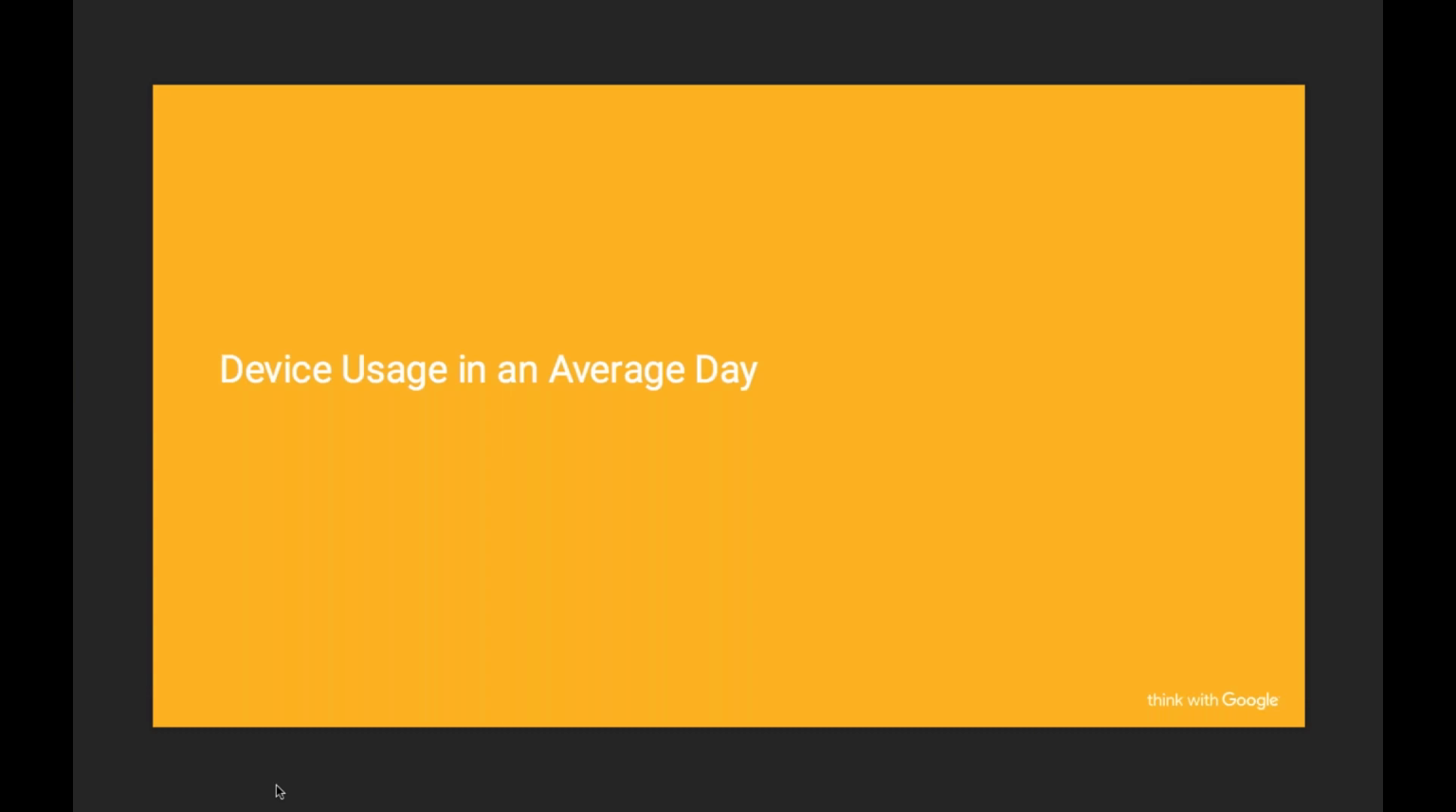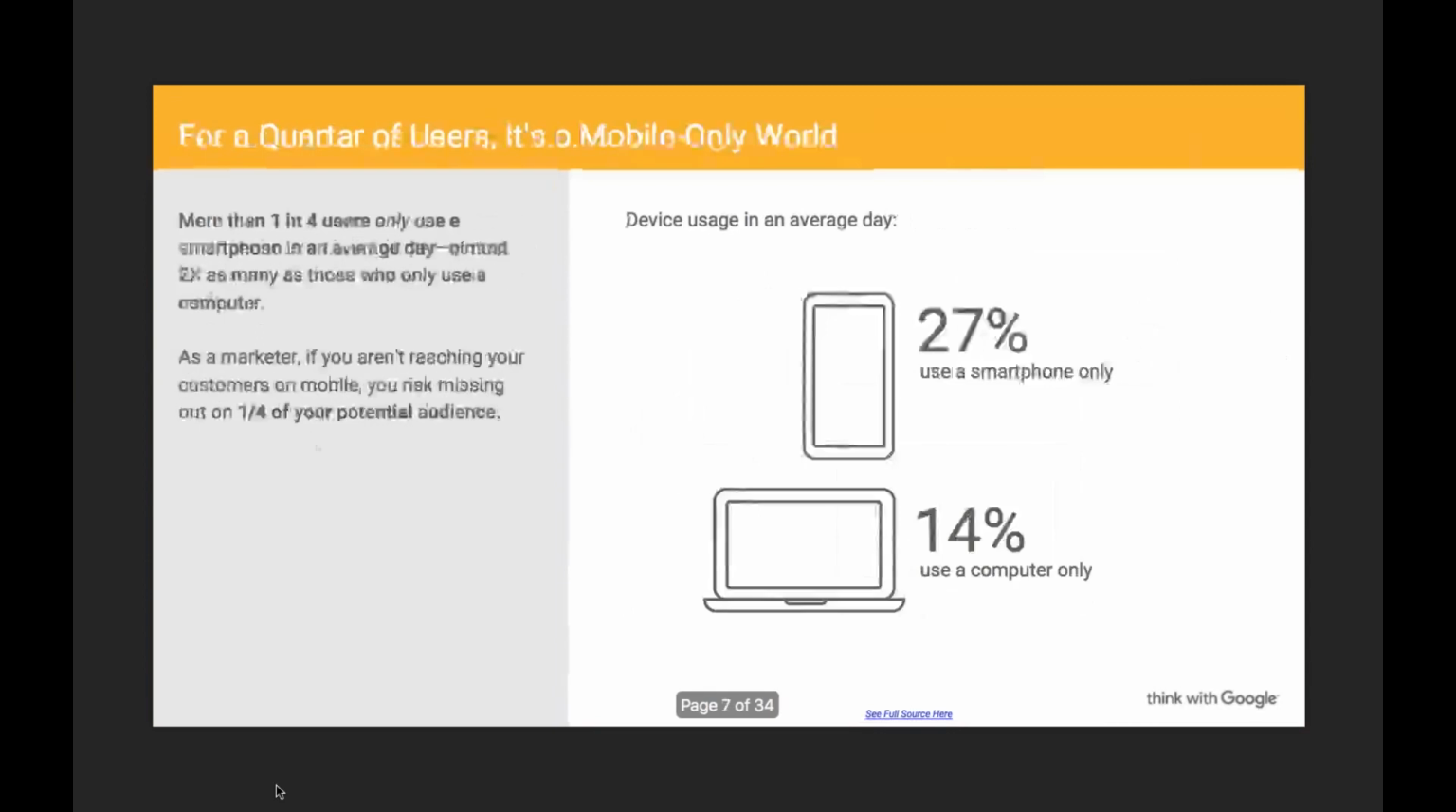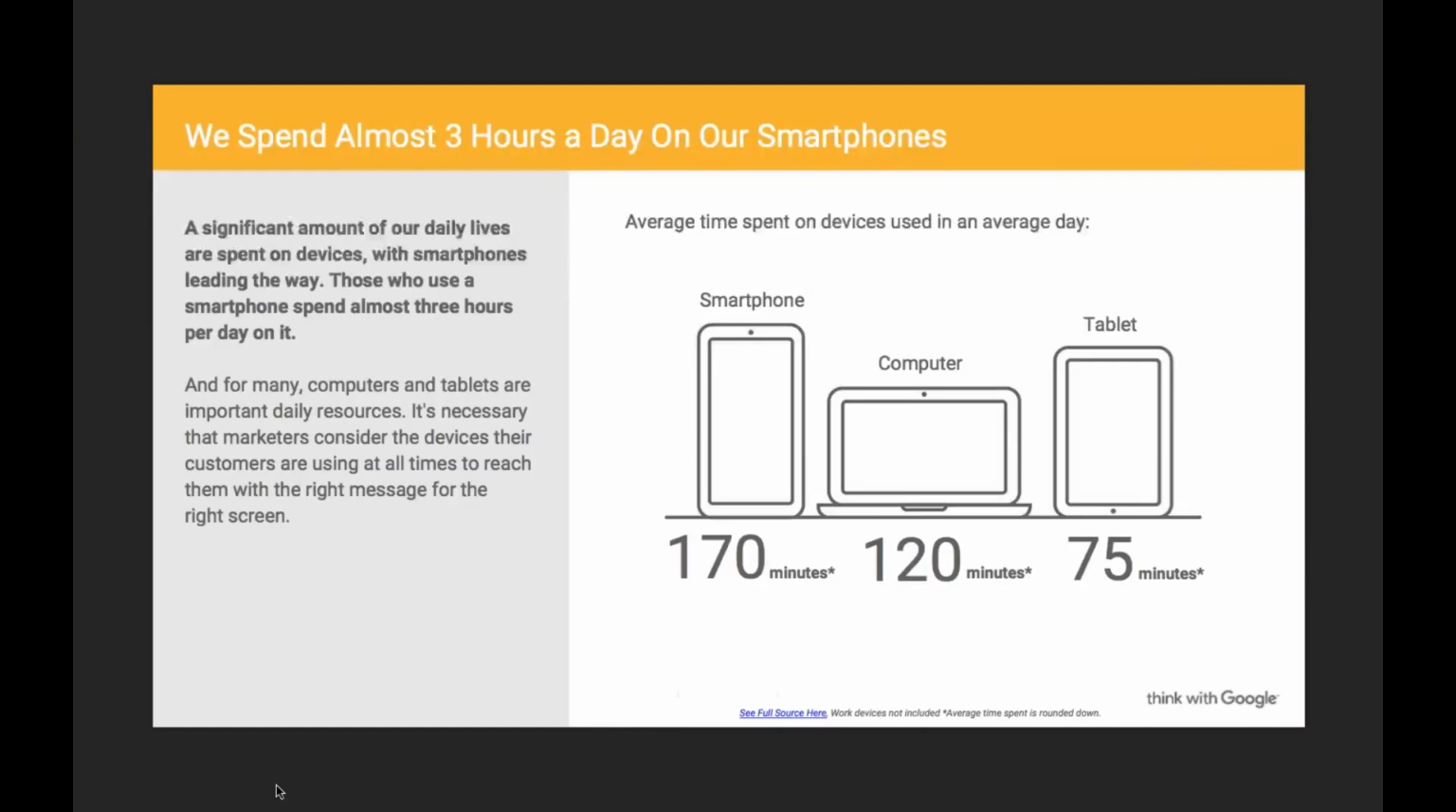And here at Google, we found out that the average person spends 3 hours a day just on their smartphone, not including their computer, laptop, tablet, or television. Just on your phone, we spend an average of 3 hours. So this means that your potential customers are also on their mobile phones at least 3 hours a day on average.